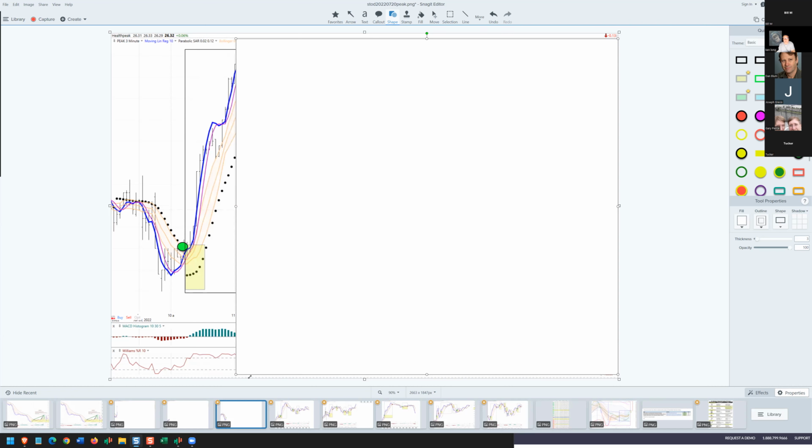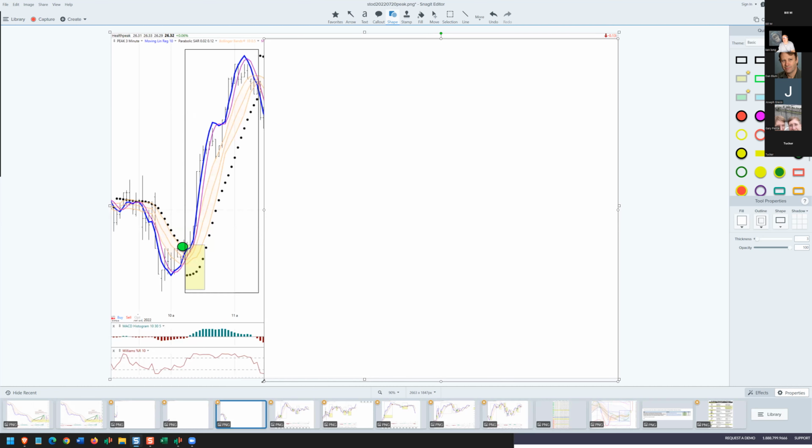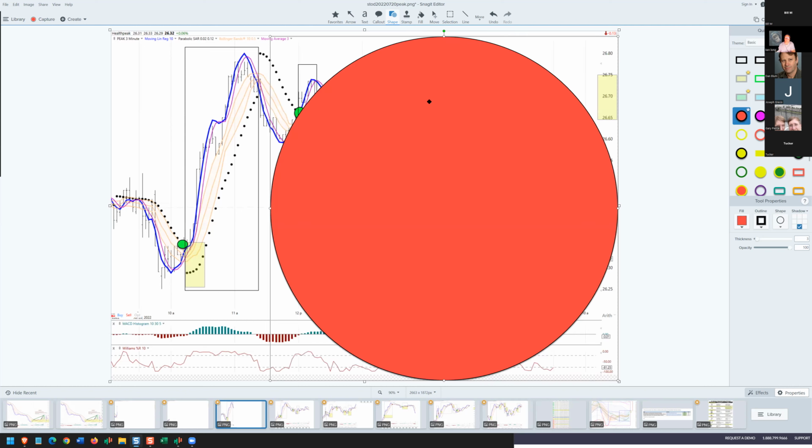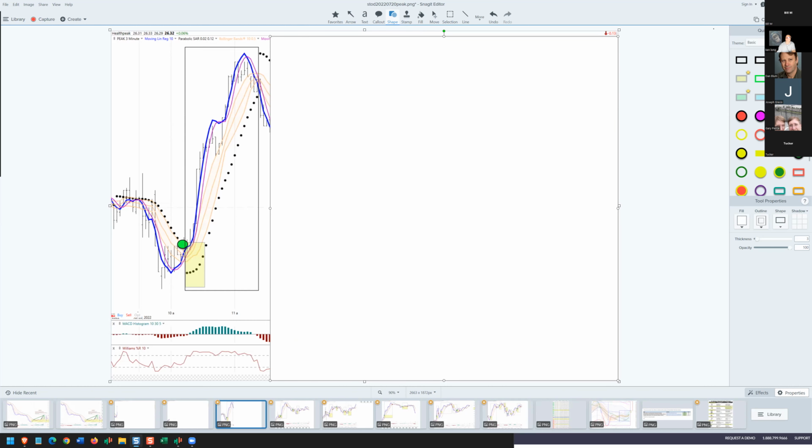PSAR flip, standard entry. It had 2 legs up just like the other. I'm sorry, I forgot to put my, whoops. I missed my exit. Forgot to put the button on there. Sorry.